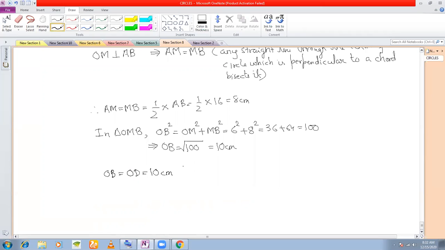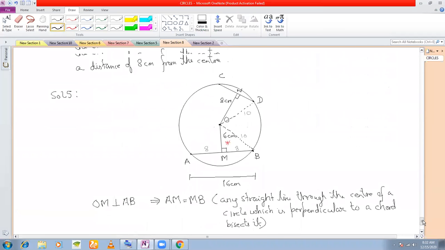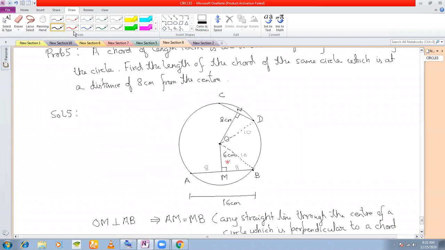And what is the reason? Radii of the same circle. OB and OD both are radii. Once we have found OD, now you look at this right angle triangle here. In this right angle triangle, what all do you know? You know the hypotenuse OD, and you know the perpendicular, 8 centimeters. So you can calculate ND, the base. Let's proceed to calculate ND.